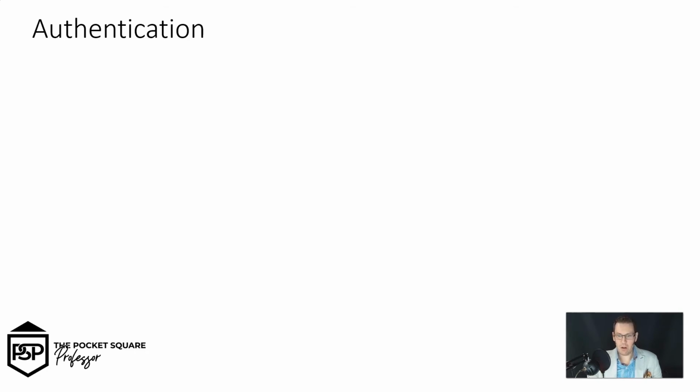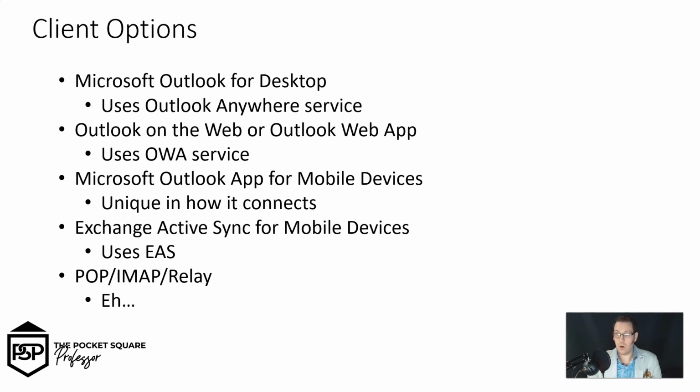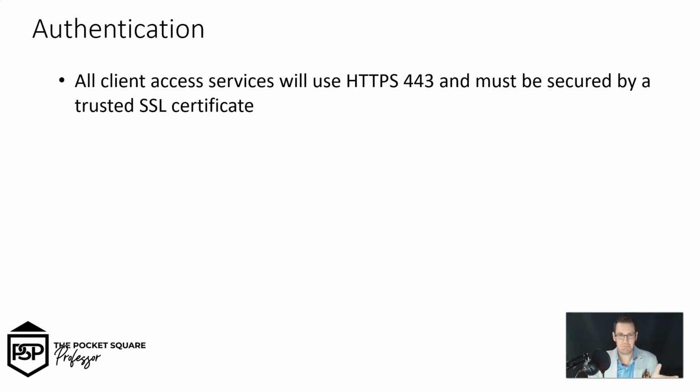So when we're looking at all of these services that we talked about here, OA, Outlook Anywhere, Exchange ActiveSync, any of these services, all of them use the same port. It's all port 443, which is the HTTPS port. It has to be secured by a trusted SSL certificate. So you have to have a trusted certificate installed on the Exchange server for your device to be able to trust the connection and to be able to secure it end to end.